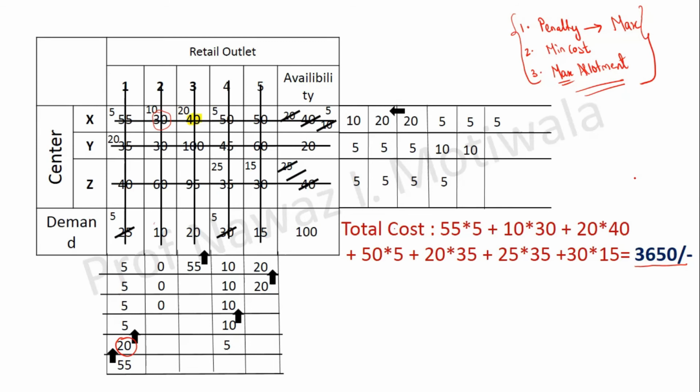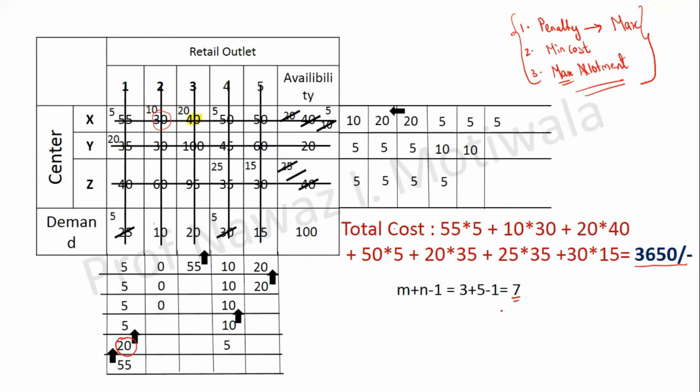where m is the number of rows and n is the number of columns, or you can say the number of supply points and demand points respectively. So this is the condition, m plus n minus 1. So let us calculate m plus n minus 1 first. There are 3 rows in this particular problem and there are 5 columns. So it will be 3 plus 5 minus 1, which will give you 7.